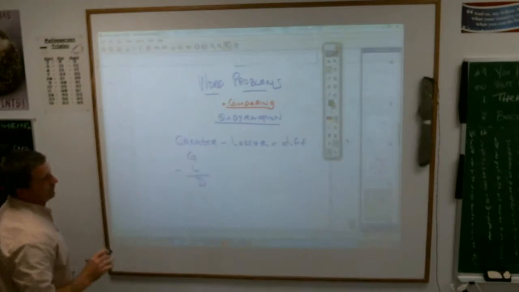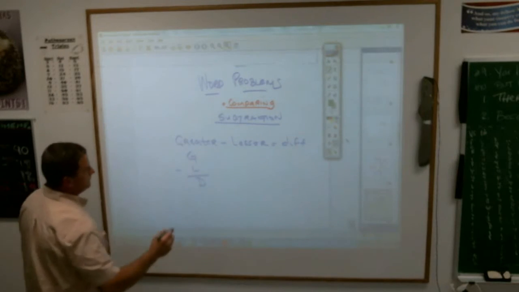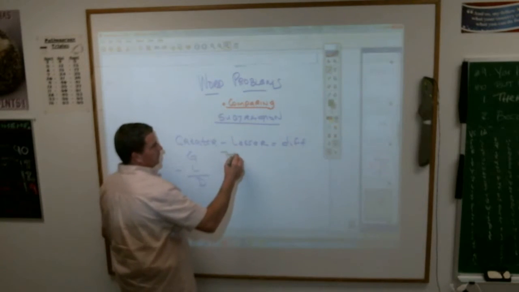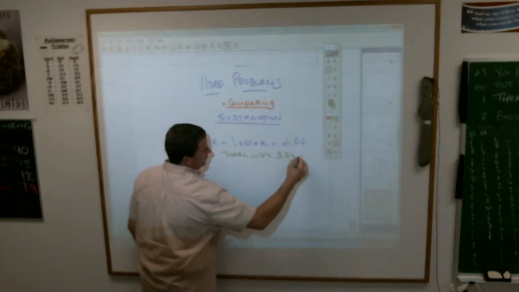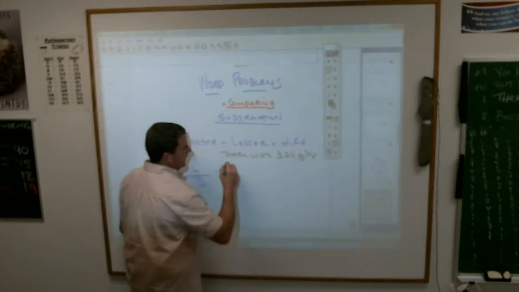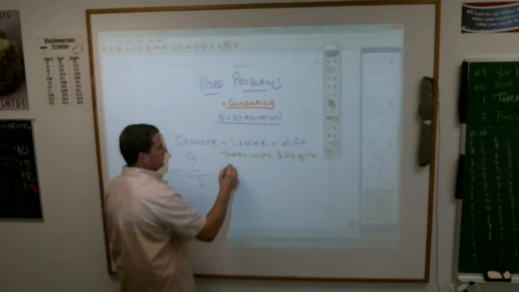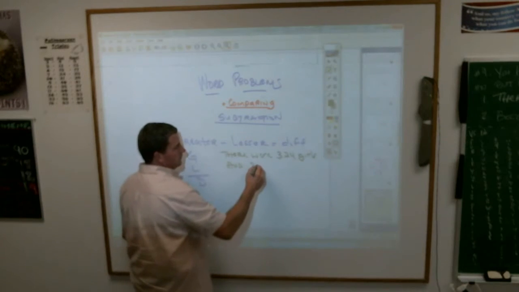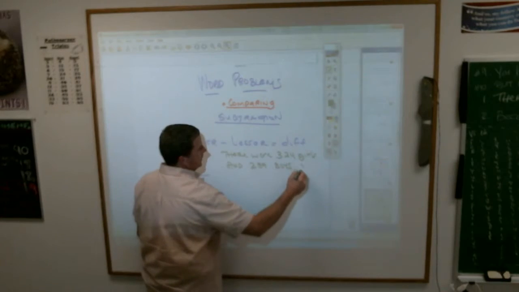So here's an example of what that would look like. Let's see. There were 324 girls. And, not plus, I suppose I should write that out, huh? And 289 boys. And the question is, how many?